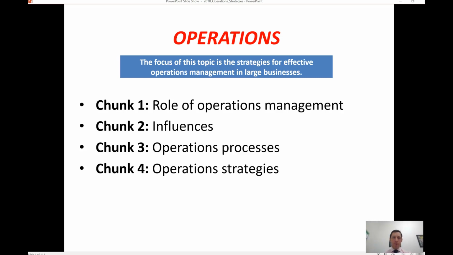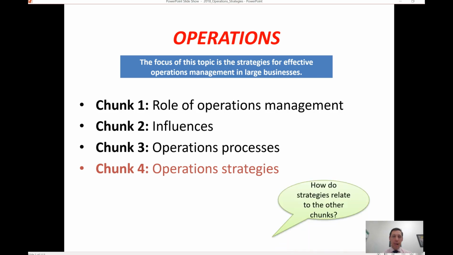Okay, we're moving on here to look at operations strategy. So far we've been looking at what role operations plays in a business, what the key influences on operations are, what the different processes that relate to operations are, and then what the key strategies are that an operations manager should consider in order for the business to carry out the operations part of the business in an effective way.